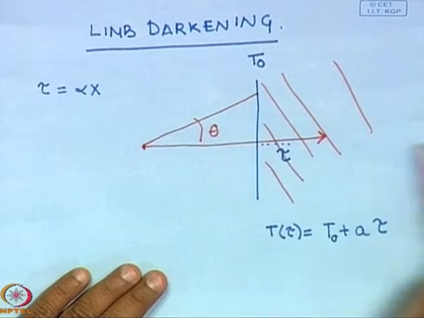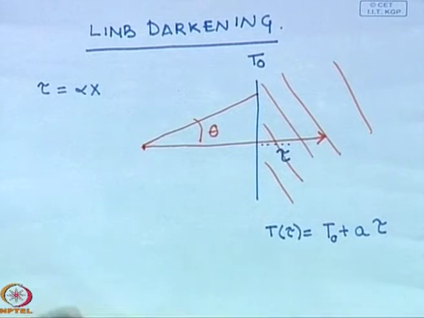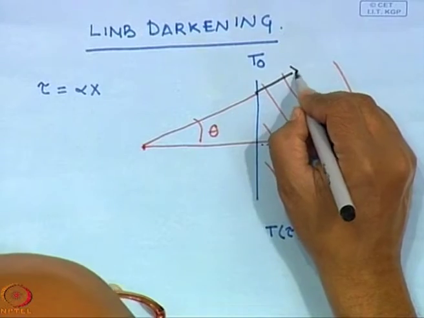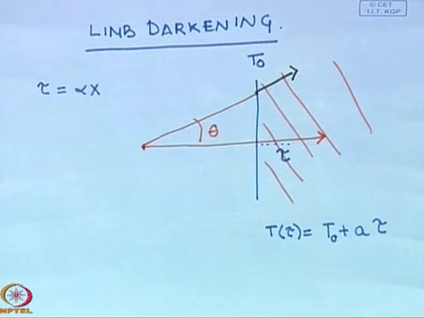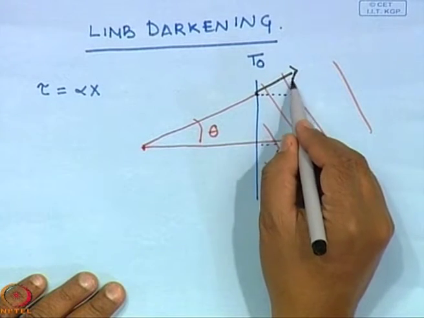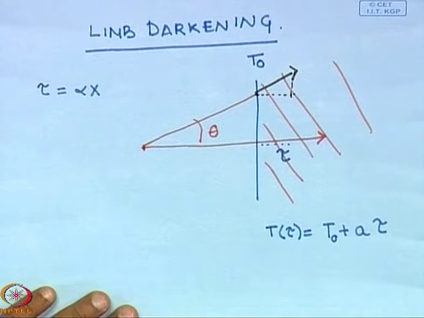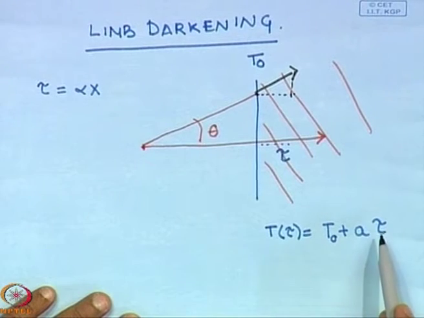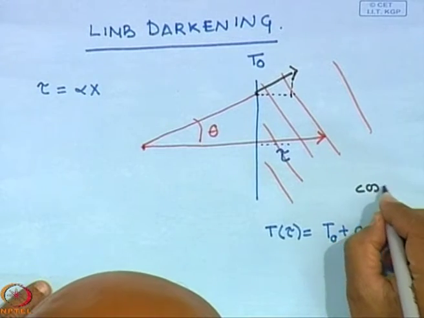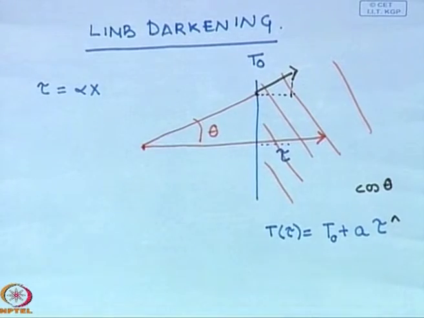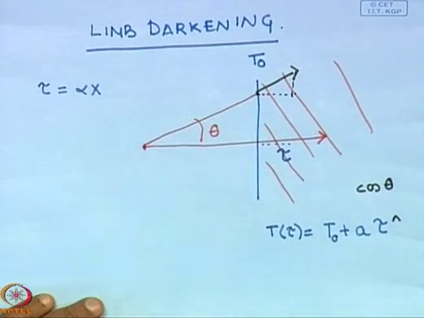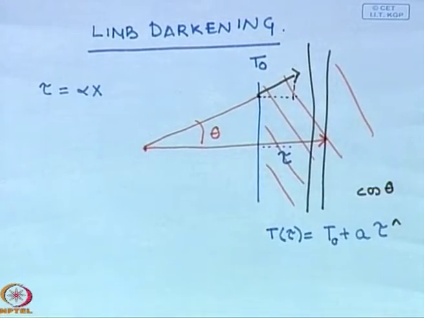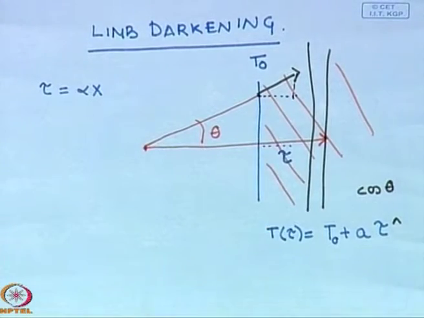Now, instead of going straight in, if you look at light coming from this direction, what would be the temperature as a function of the optical depth? Optical depth is alpha into the distance, but the temperature will increase only by this amount. For any angle theta, this is going to be multiplied by a factor of cos theta. If I go straight in, it is one thing, but if I go at an angle, the optical depth is going to increase, but I am not going to go the same distance inside the material. So the temperature increase is not going to be as much, it will be less.